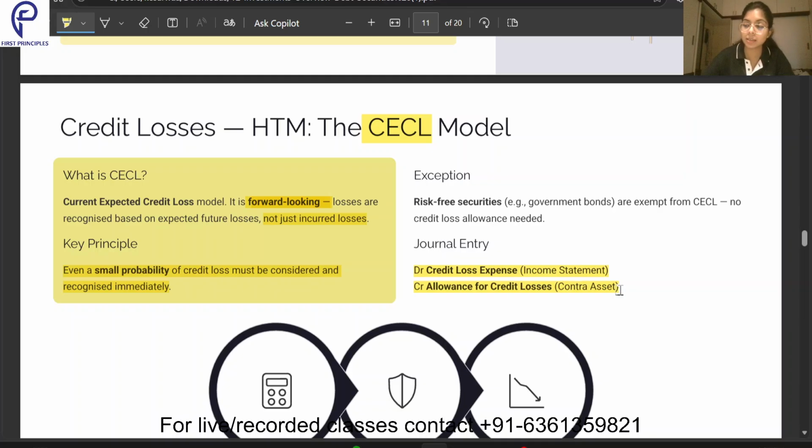This is a contra asset account. Like you remember, for accounts receivable we used to have allowance for accounts receivable, allowance for credit losses, allowance for bad debts, whatever you called it. Similarly we have it for credit losses when we have held to maturity securities. What is the exception? For risk free securities, that means any security which you have bought from the government, there is not going to be any credit loss, because we are pretty sure the government is going to repay us the money. So for those risk free securities, we don't have to use the CECL model.